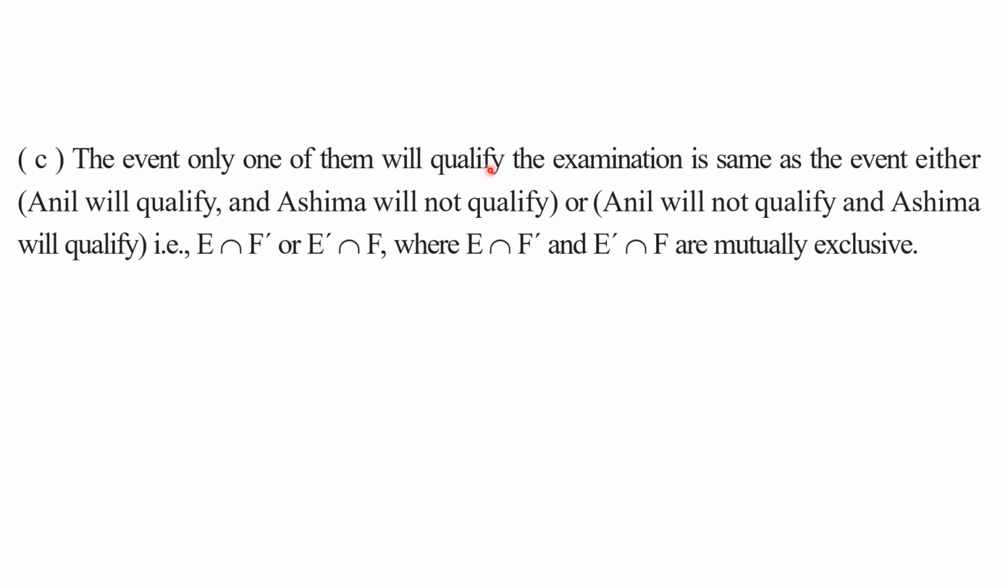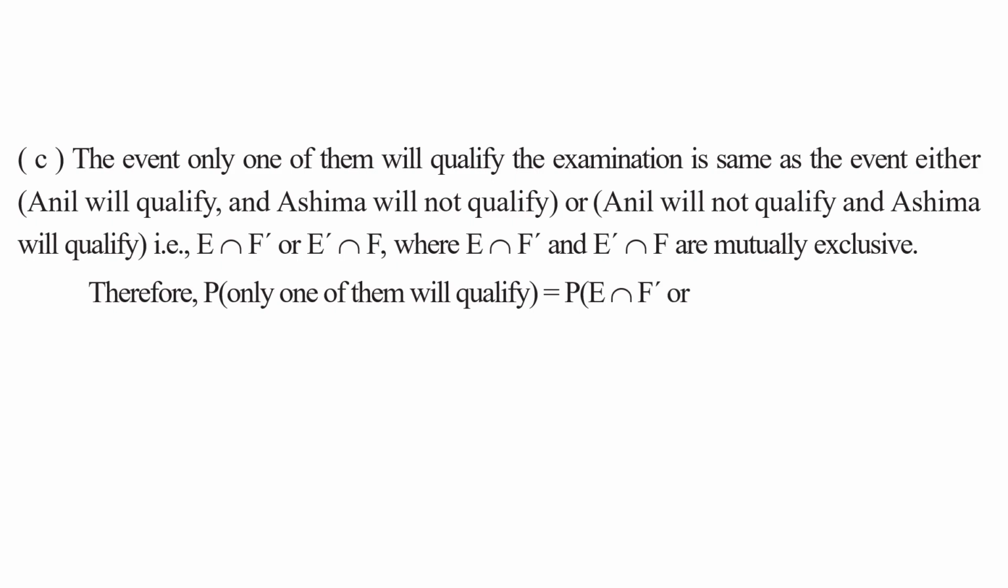Only one of them will qualify the examination means either Anil only will qualify, Ashima will not qualify, or Anil will not qualify and Ashima only will qualify. Then we denote these sentences by E intersection F dash or E dash intersection F. But these two events are mutually exclusive events. Okay, my children? Right. Therefore, P of only one of them will qualify is equal to P of E intersection F dash or E dash intersection F. Understood this step, my children?